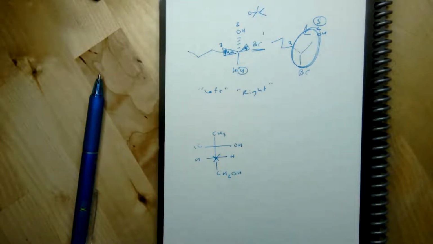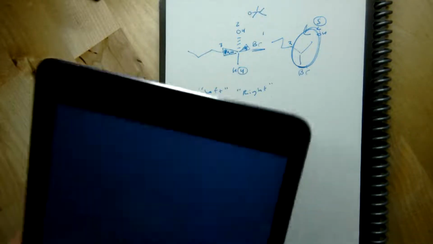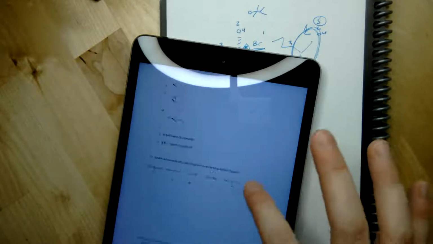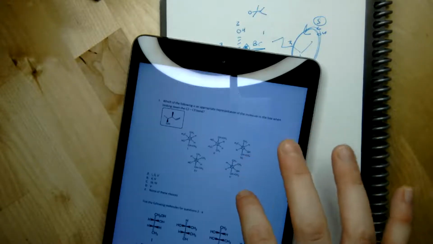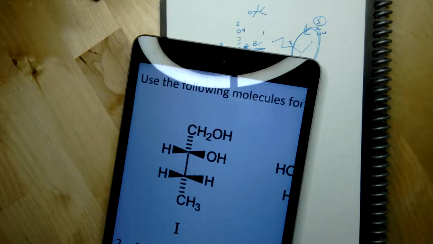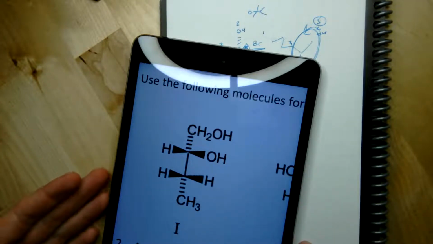Where's my iPad? I think I have that pulled up already, possibly. So I think one of them is actually not a chiral center. Let me see if I can pull it up. Here we go. Okay, yes. Are you asking about this one? I think you might be.